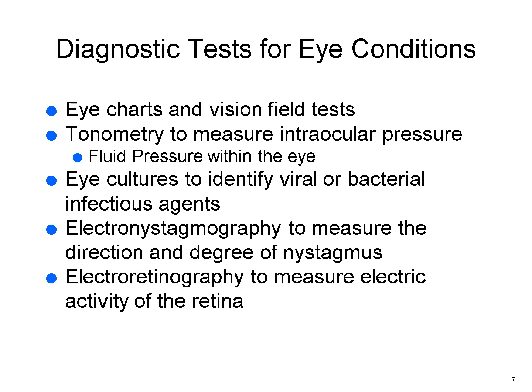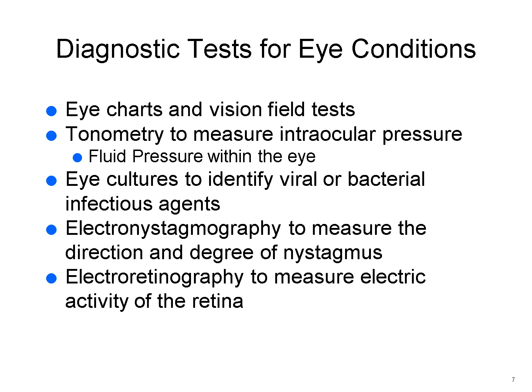Several tests are used to diagnose eye disorders and evaluate vision health. Eye charts and visual field tests assess clarity and peripheral vision. Tonometry measures the intraocular pressure within the eye and is important in detecting glaucoma. Eye cultures are performed to identify bacterial or viral infections.